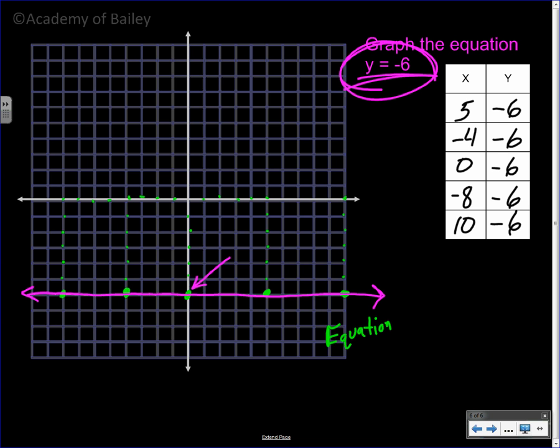So, equations for horizontal lines are y equals something. So you should also have that memorized. That's all we have for graphing linear equations tabularly. It's just creating a table to find the points to draw your line.